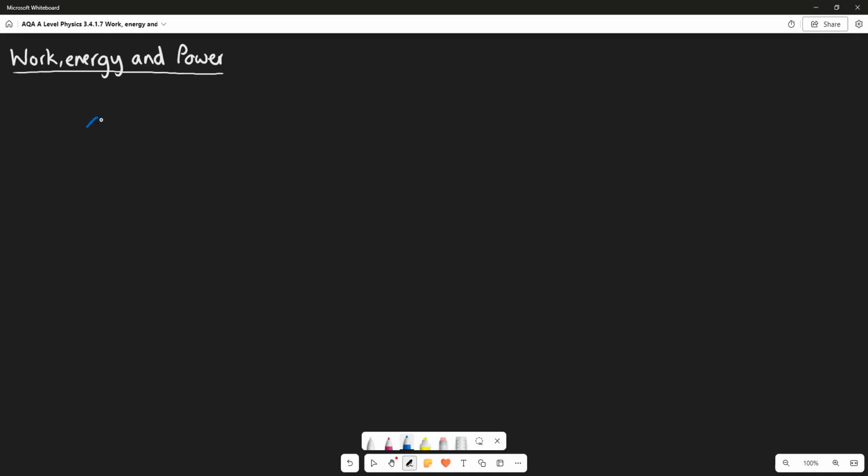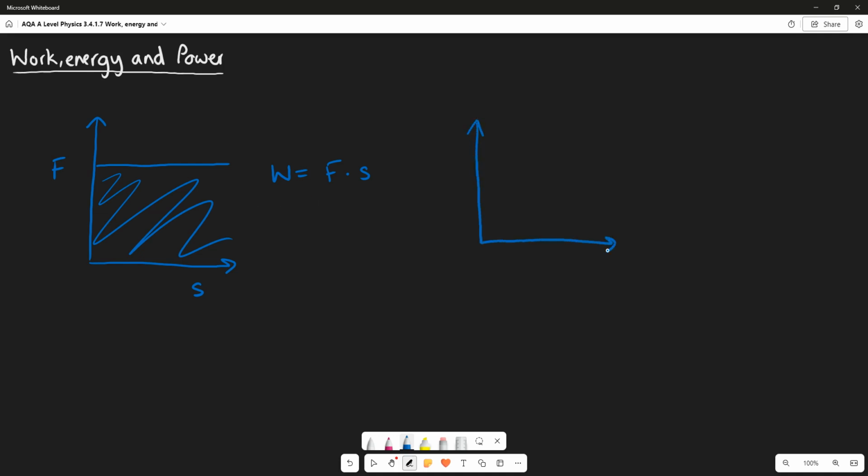Another thing we can do is draw a graph of force against displacement. Remember that displacement can also be thought of as distance. If we have a very, very simple graph, then the area beneath it is going to be the product of whatever is on the axes. So force times displacement, that means that the area beneath the graph is going to be the work done. If we have a more complicated shape, like a triangle, then we just use the rules of geometry to work out the area of the triangle.